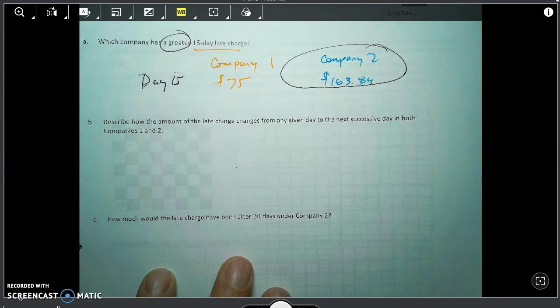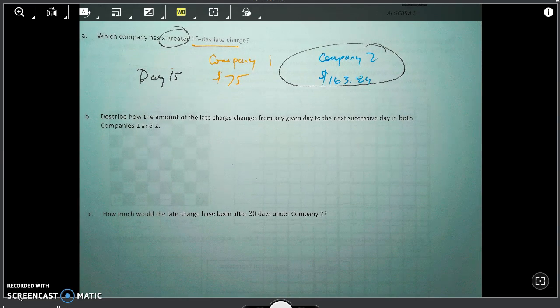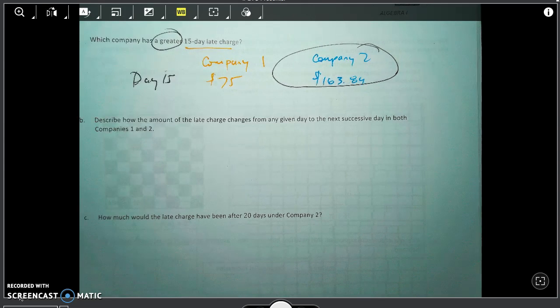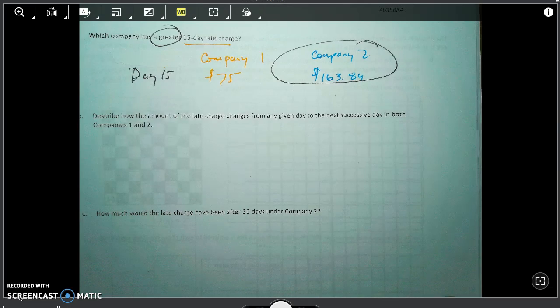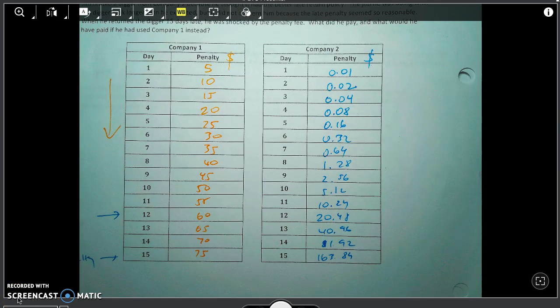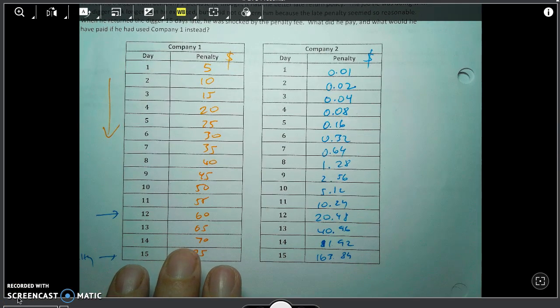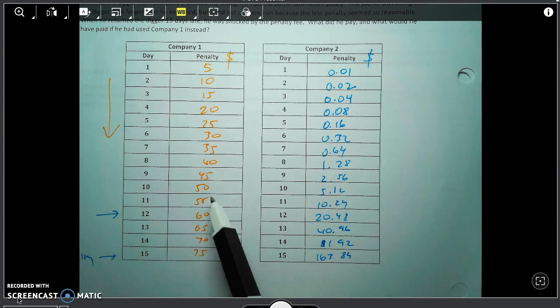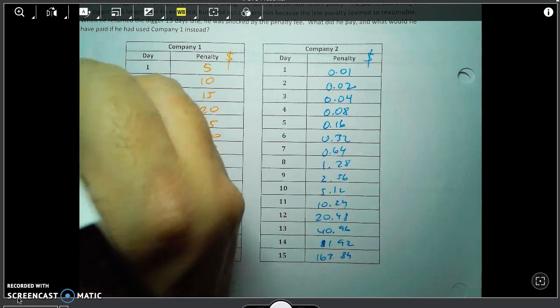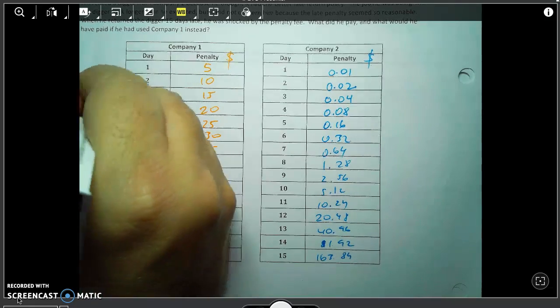Going to question B: describe how the amount of late charge changes from any given day to the next successive day in both companies. If we look back to our table, for Company 1, the change from any given day, so any day we pick out of the 15, to the next successive day, which is the following day, is an increase of $5. So plus 5.